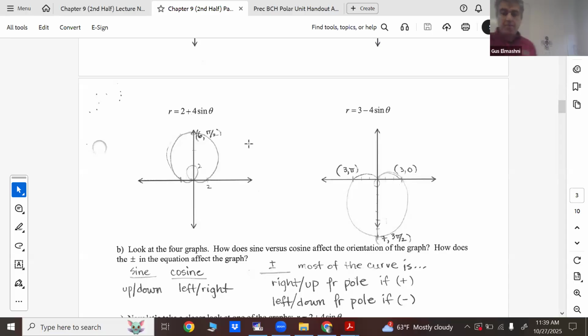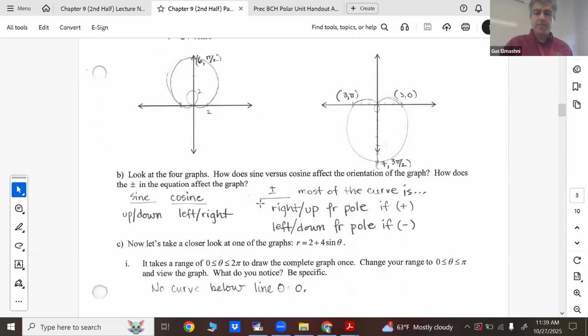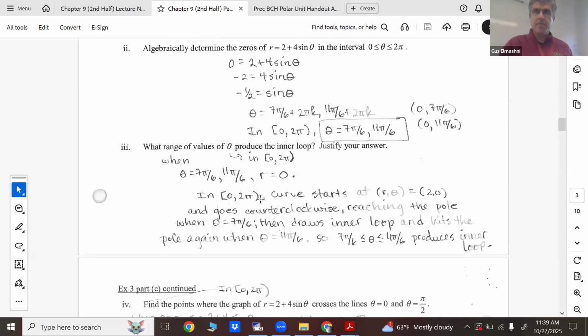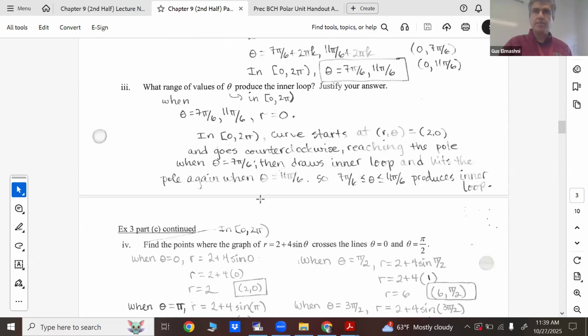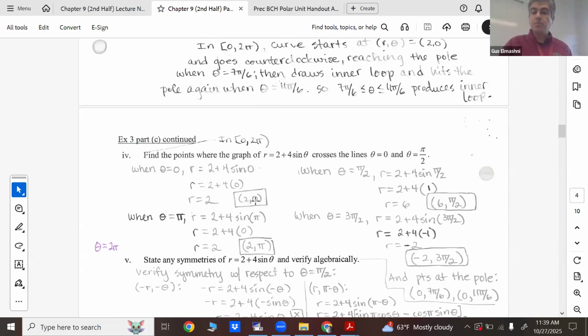So I got to the pole. That's 7 pi over 6. Try good. I was just wondering, on a question when it asks when the graph passes over the line theta equals pi over 2, do you also include 3 pi over 2 in that? Yes, because 3 pi over 2 is on that line. Yes, you do.